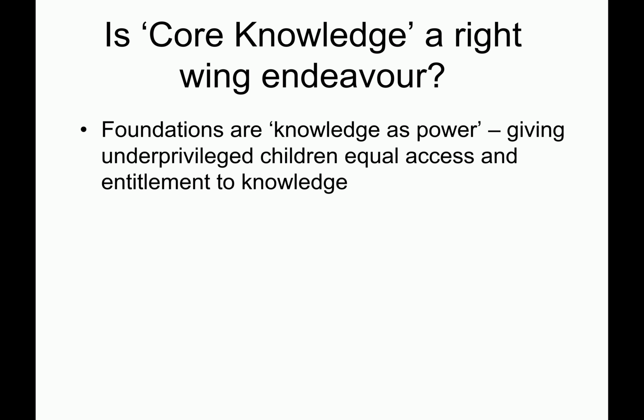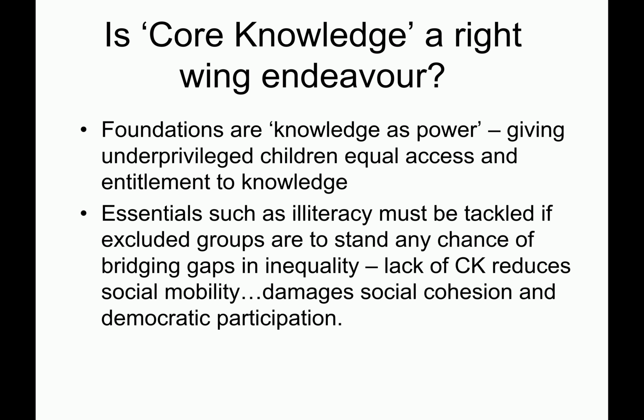This is all about giving underprivileged children equal access and entitlement to knowledge, which effectively has made other more privileged people powerful, he would argue. So surely that is much more of a social justice argument. And Hirsch would argue that something so important as illiteracy must be tackled if groups that are hitherto excluded stand any chance of bridging gaps in inequality. And a lack of core knowledge thereby reduces social mobility, damages social cohesion and democratic participation.